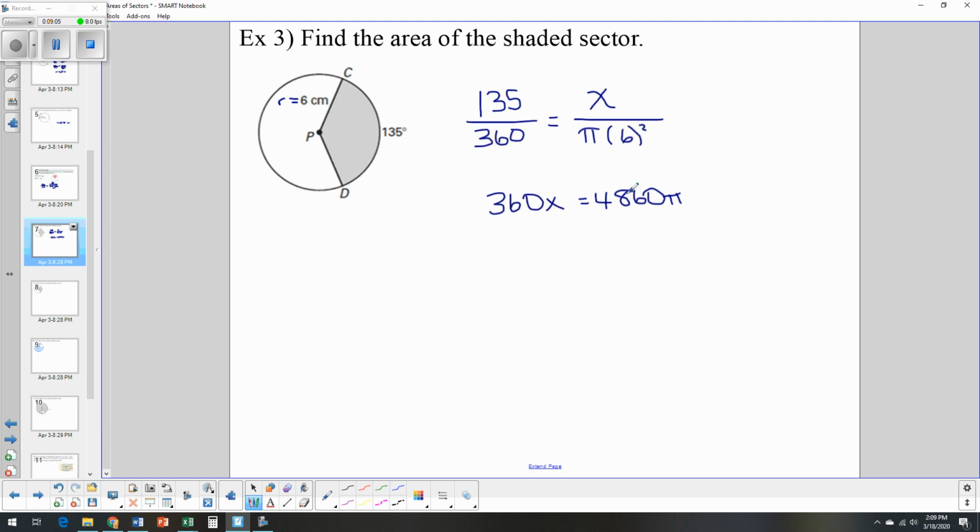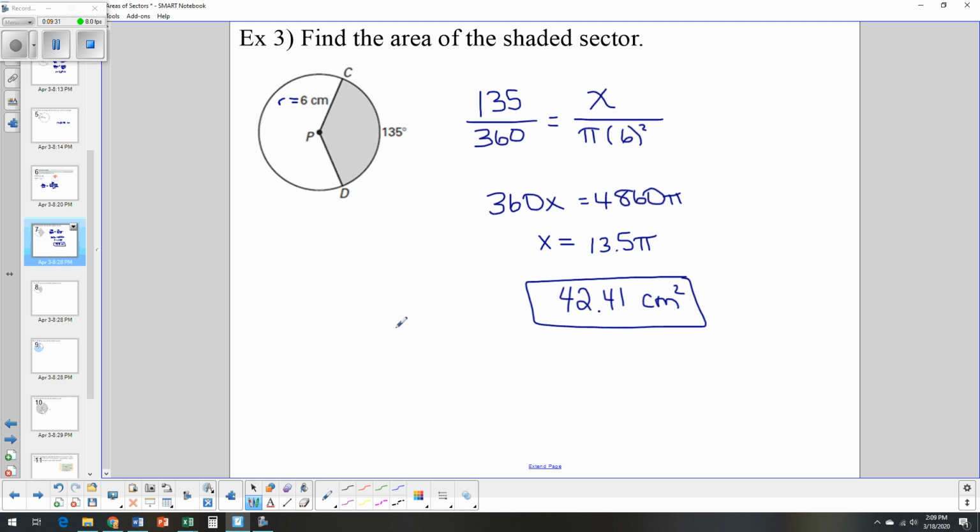And now I'm going to divide both sides by 360. Again, in case they want an exact answer, I would keep it first as the decimal, 13.5 pi. And now I can turn that into my actual equivalent answer, and that would be 42.41. And since this is an area, we're now going to use centimeters squared.